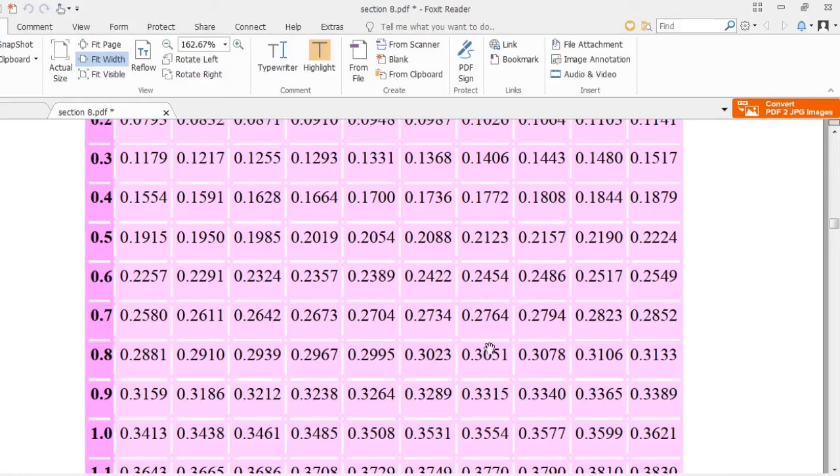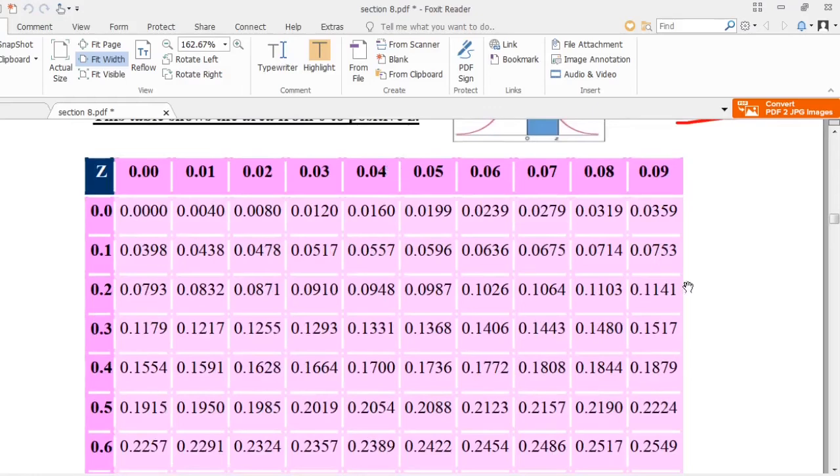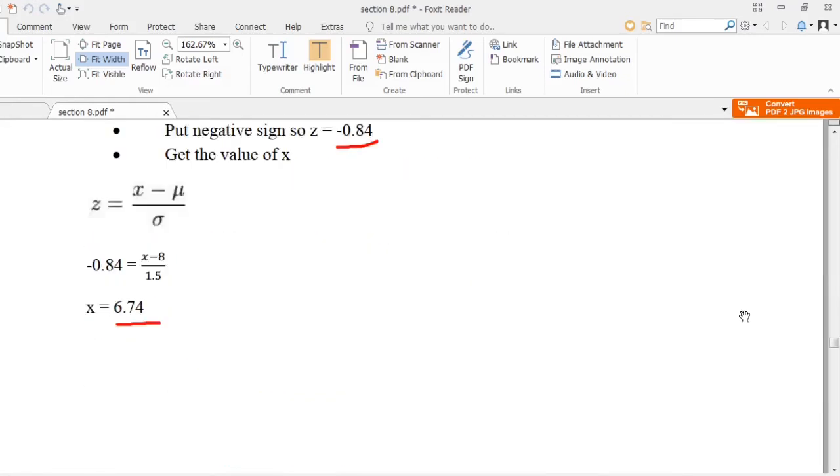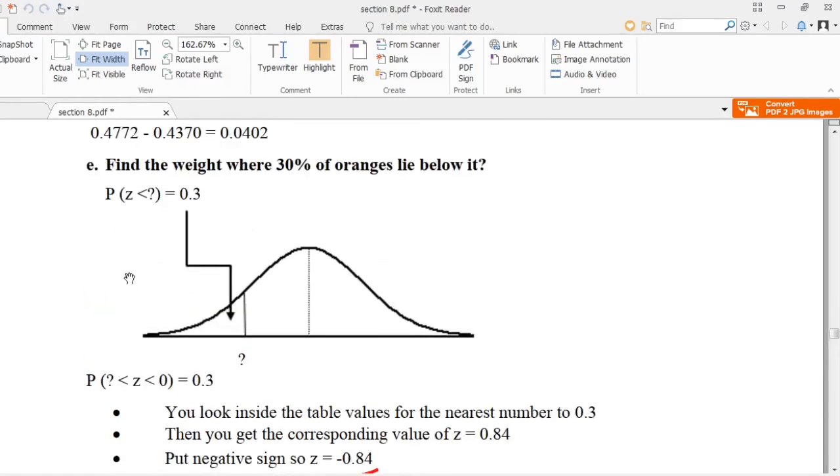You can pick this or this. If you pick this, okay, also, but it's really obvious to choose this or this. So this is 0.8, and the hundredths is 4. So it's either 0.84 or 0.85. Okay, so we substitute here.